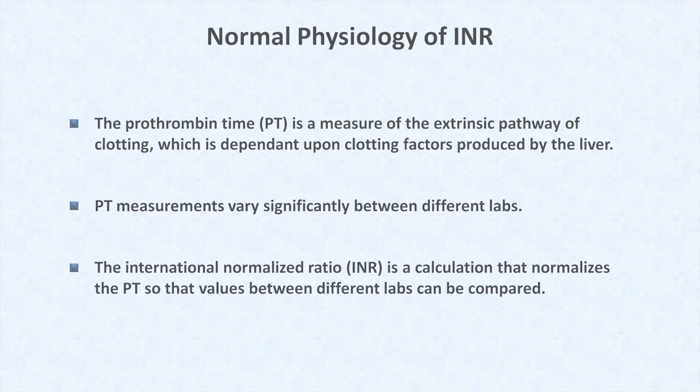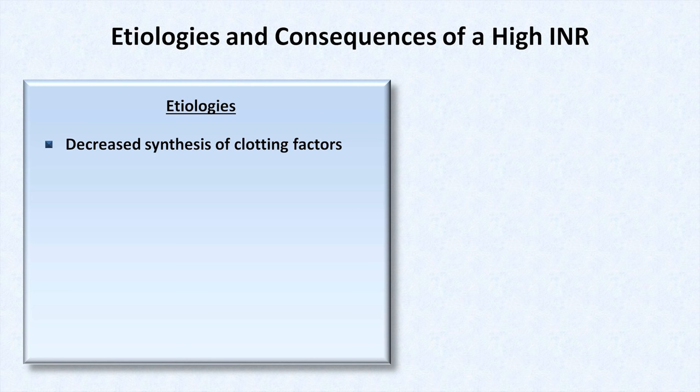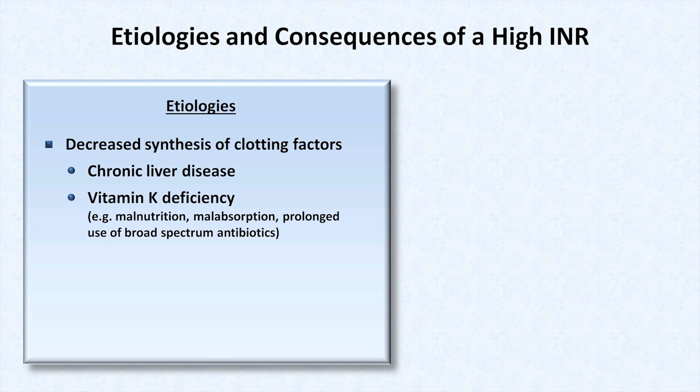Etiologies of an elevated INR are primarily related to a decreased synthesis of clotting factors. This can be due to chronic liver disease, as the liver is responsible for producing these. It can also be due to vitamin K deficiency, since their synthesis is vitamin K dependent. Causes of vitamin K deficiency include general malnutrition, fat malabsorption, and prolonged use of broad-spectrum antibiotics, as these can kill normal gut flora responsible for producing vitamin K. In addition, anticoagulants, specifically Coumadin and Argatroban, can affect the INR.